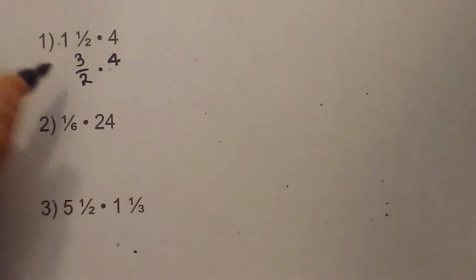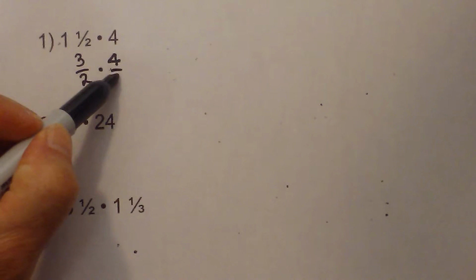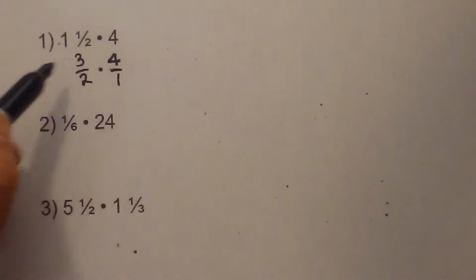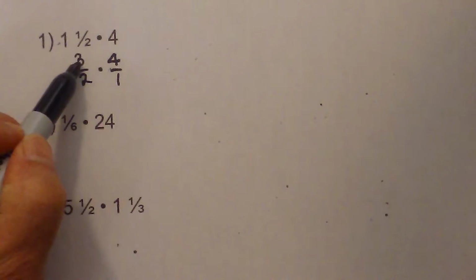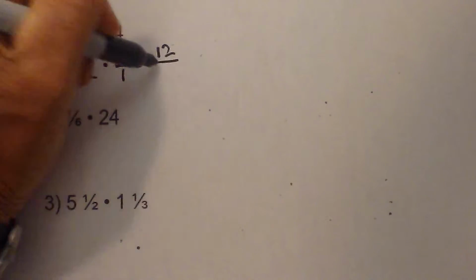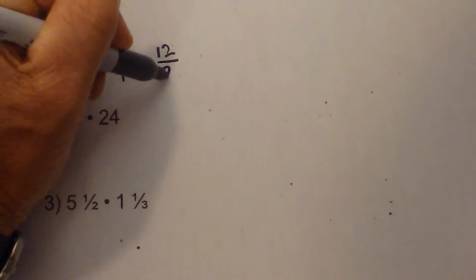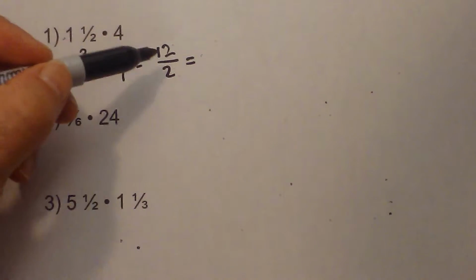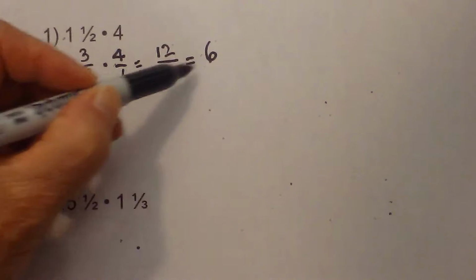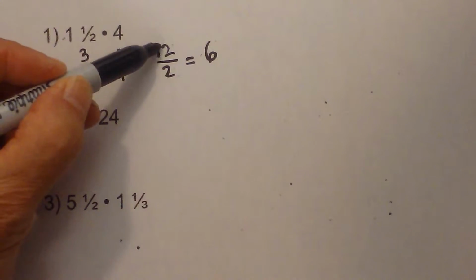And when you have a whole number, you can always write it as a fraction. Just write the number over 1. Okay? And then in multiplication, you just multiply straight across. So we have 3 times 4, which is equal to 12, and 2 times 1 is 2. And then I can simplify this by dividing 12 divided by 2, which is 6, because 6 times 2 is 12.